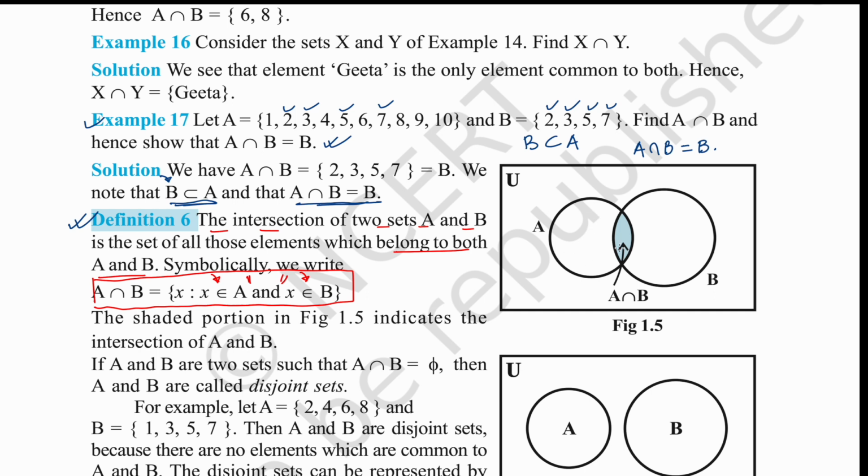And pictorially, if you try to identify the intersection of two sets, it is basically the common region between the two sets in the Venn diagram. So the common region between the two sets in the Venn diagram is the intersection of the two sets, right?